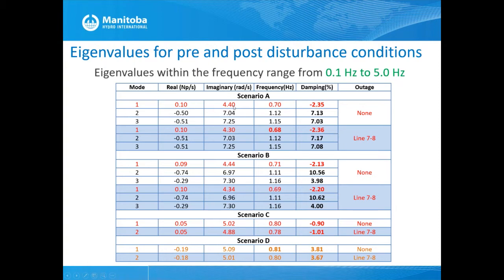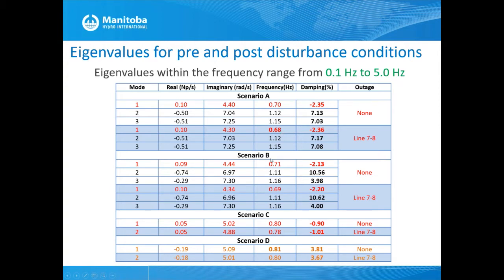That's because the real part of the eigenvalue is positive here. Now, if you go here, these two modes, the damping is positive. Also, I would like you to note one thing. The same mode here, which has negative damping, has the same amount of damping after you trip the line 7 to 8, and the frequency of oscillation has been slightly changed. So 0.7 is 0.68.